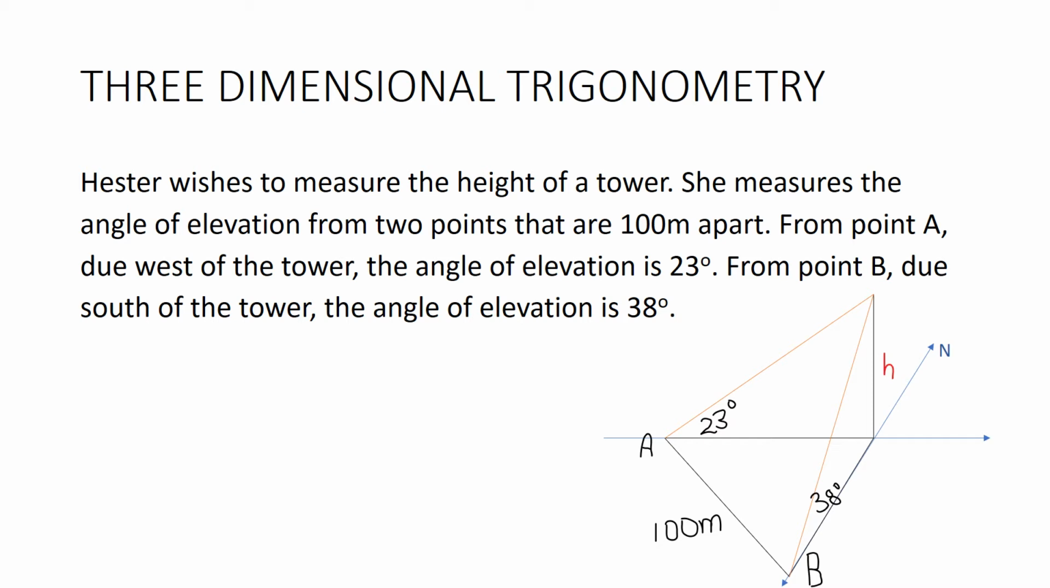Firstly, the height of the tower can be h, and then I want this distance here to be x, and this one to be y. All right, let's have a look at how we do this question. Let's consider this triangle first of all. It's a right-angled triangle, and so I can do trigonometry on it.